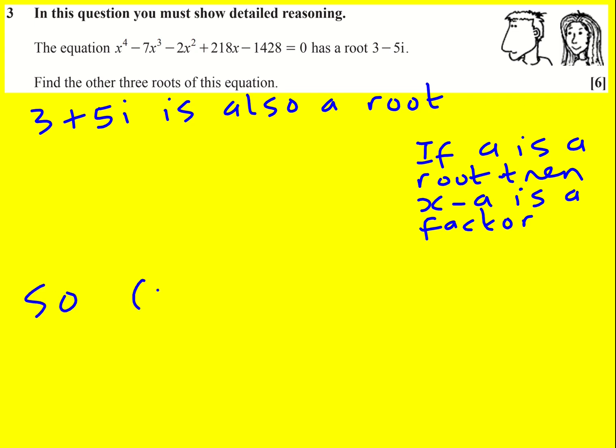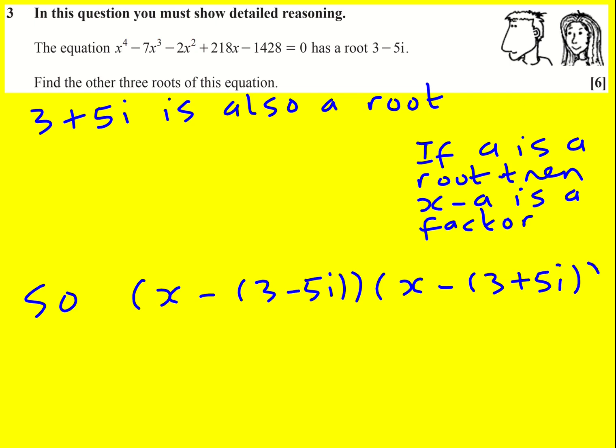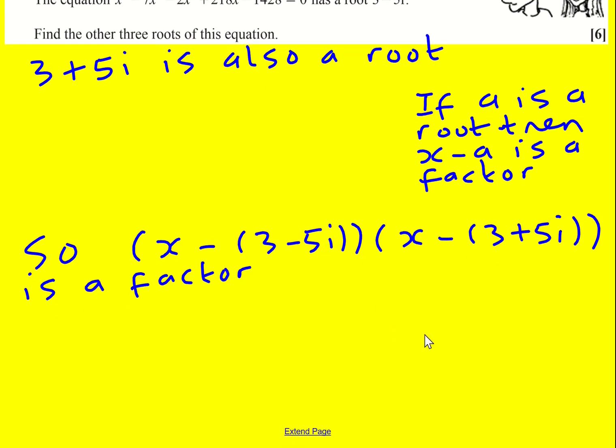So x minus 3 minus 5i, x minus 3 plus 5i is a factor, and I'm going to multiply them together because then I've got a quadratic that I can divide this by.